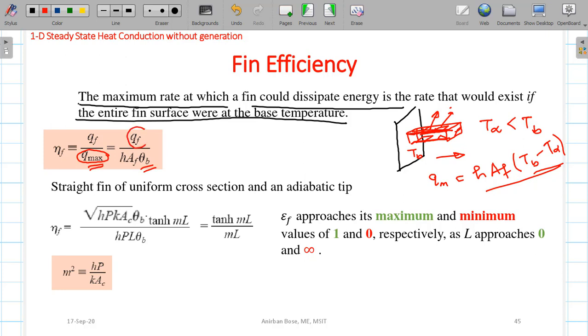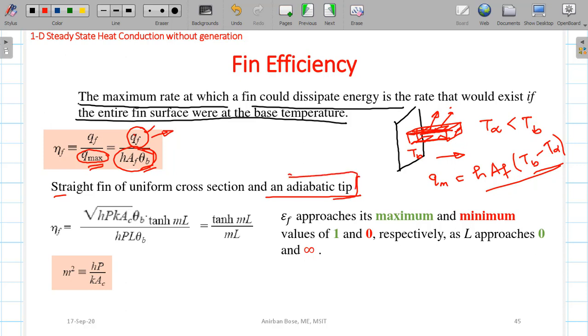And Q f, we have already derived the expressions for different boundary conditions. This Q f will always be less than Q max. So the efficiency of the fin is defined as the actual heat transfer through the fin divided by the maximum possible heat transfer, which is a hypothetical situation where the temperature is the same everywhere. Now one particular case has been solved: the adiabatic tip.